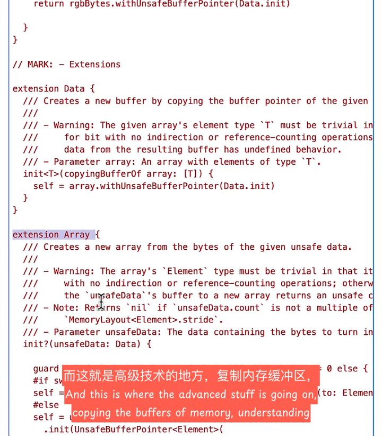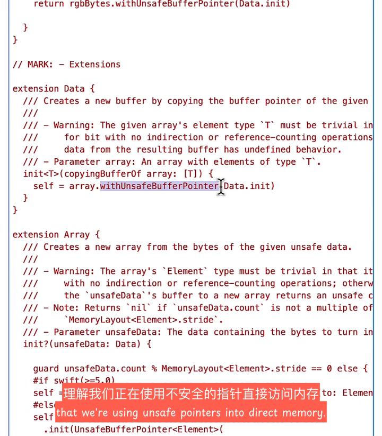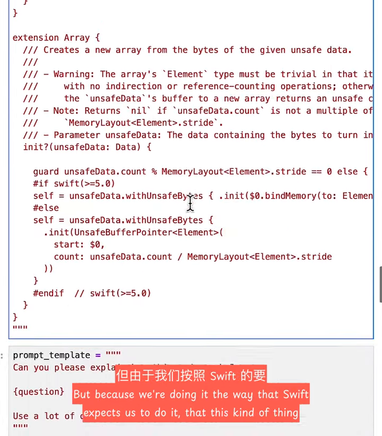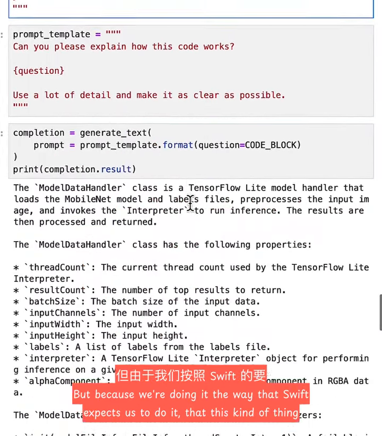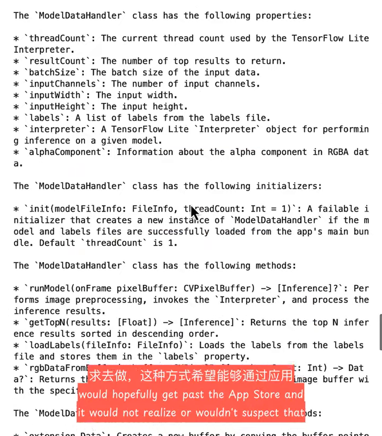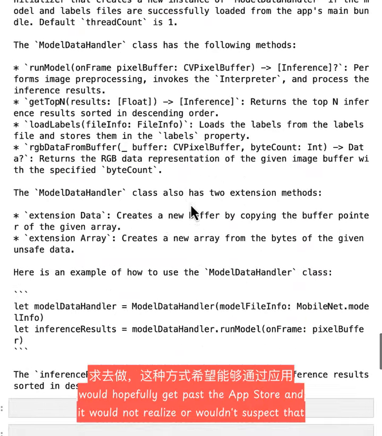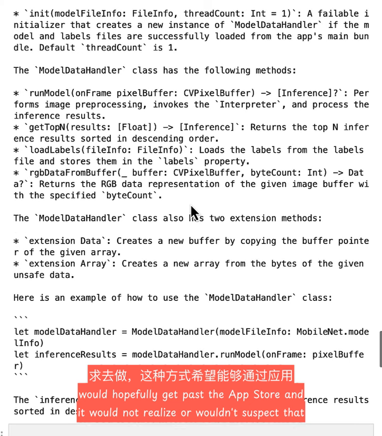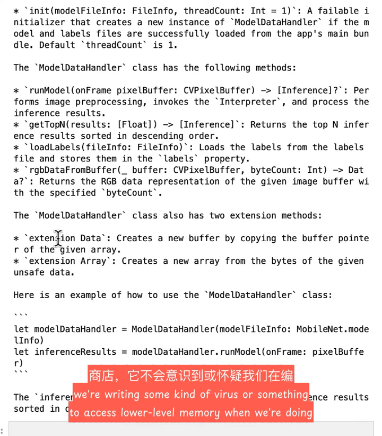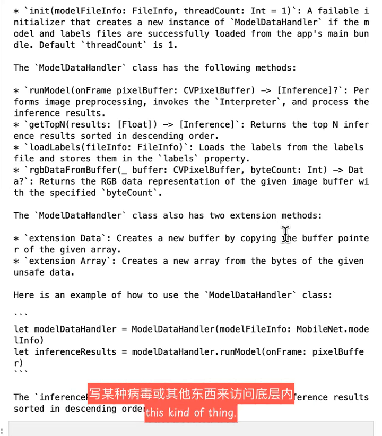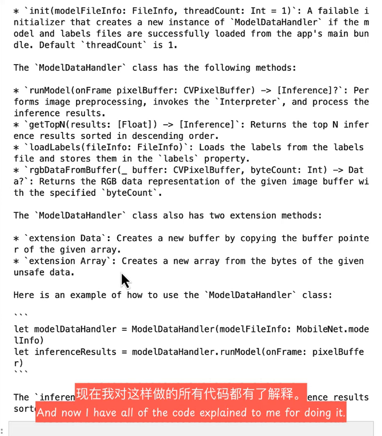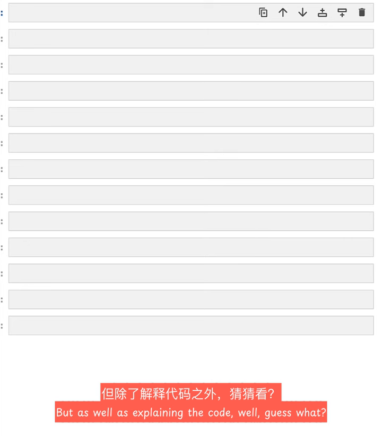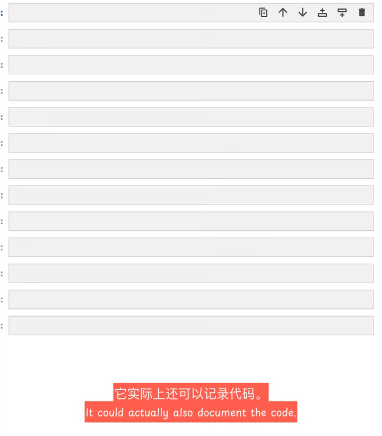And this is where the advanced stuff is going on, doing the copying the buffers of memory, understanding that we're using unsafe pointers into direct memory. But because we're doing it the way that Swift expects us to do it, this kind of thing would hopefully get past the App Store and would not be suspected of being some kind of virus to access lower level memory. And now I have all of the code explained to me. But as well as explaining the code, well, guess what? It could actually also document the code.